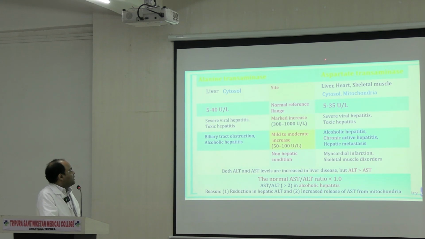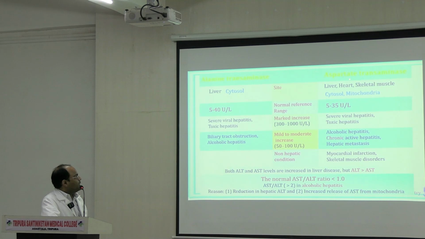Alanine transaminase and aspartate transaminase. ALT is from the cytosol, or cell cytoplasm, and aspartate transaminase is from liver cell, heart, skeletal muscle, cytosol, and mitochondria. So this is non-specific, but still the level gets raised in case of cell damage.